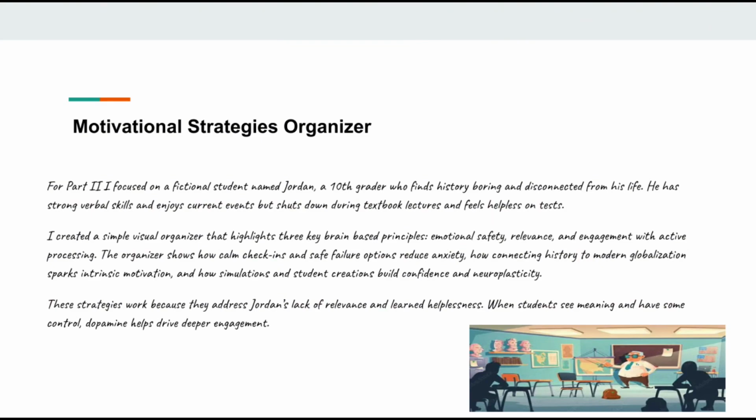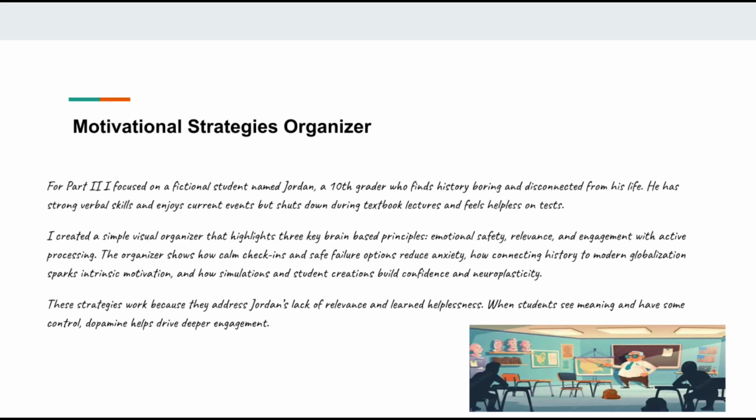Next, we have the motivational strategies organizer. So for part 2, I focused on a fictional student named Jordan, also a 10th grade student who finds history boring and is disconnected from his life. And he has strong verbal skills, enjoys current events, but every time the textbook or lectures come out, he kind of just doesn't pay attention or isn't focused or just isn't interested in it.